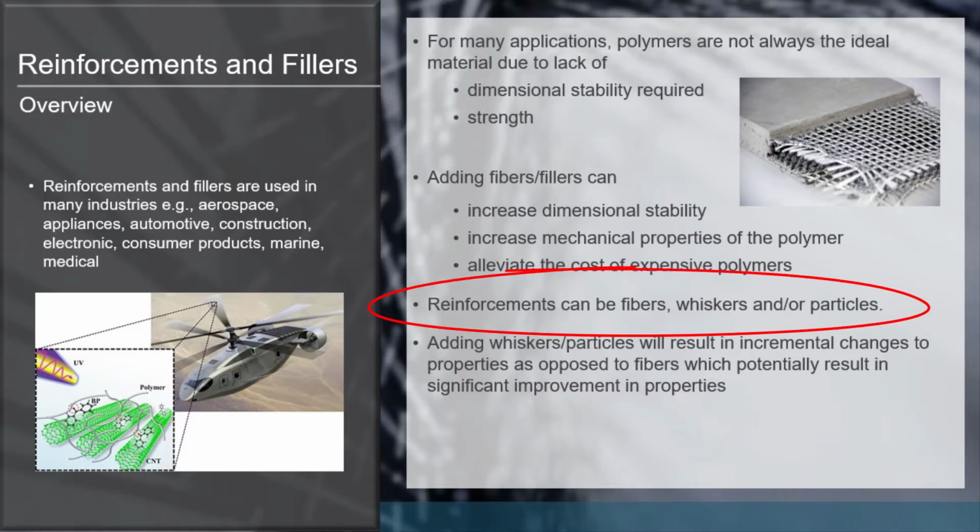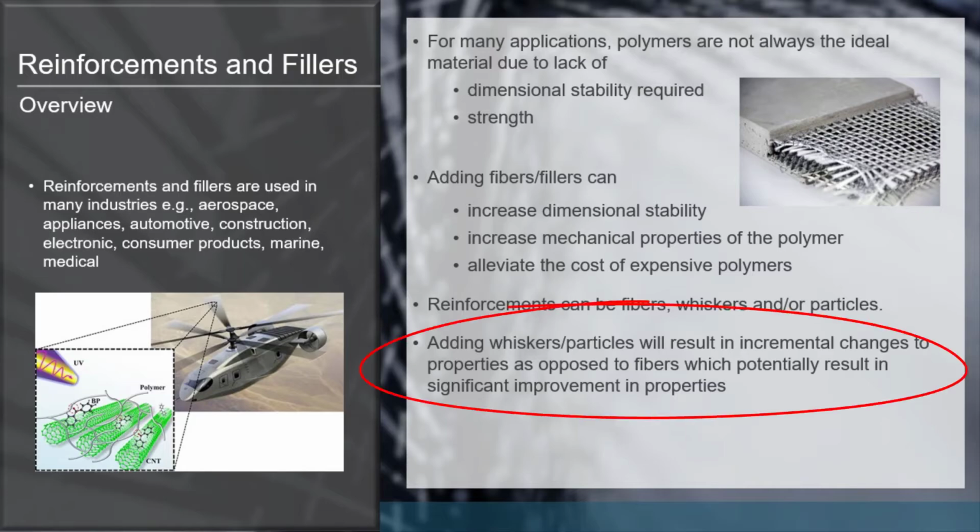Reinforcements can be in the form of fibers, whiskers, or particles. Adding fibers to polymers will significantly improve the properties, but whiskers and particles have special geometry, which we will talk about in a minute. They may not necessarily provide a significant enhancement in the properties, but they may provide incremental enhancements. But on the flip side, the fibers do provide significant enhancement in the properties.